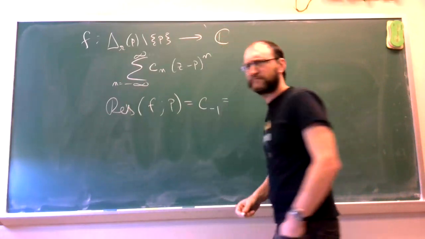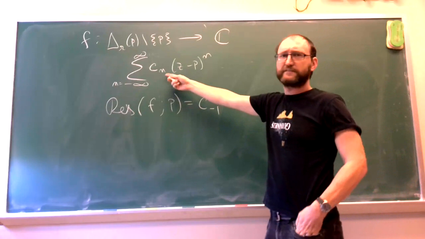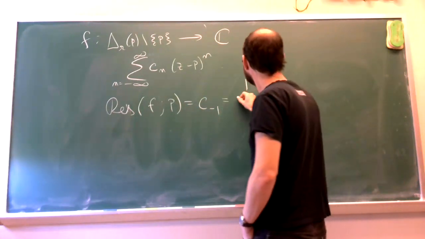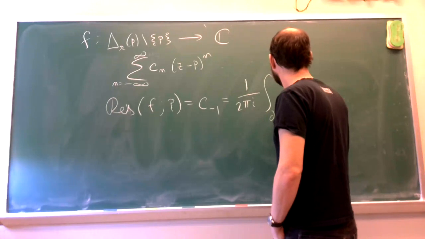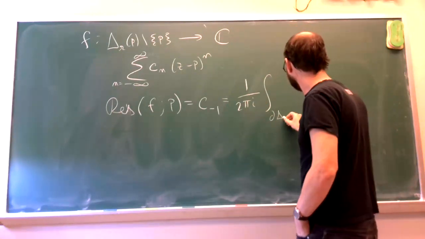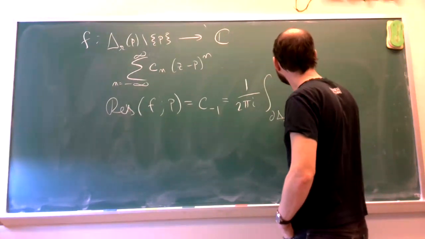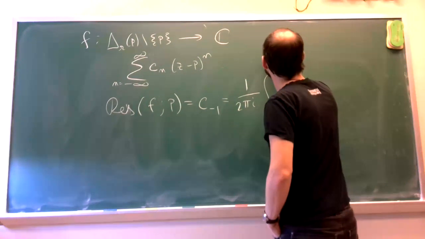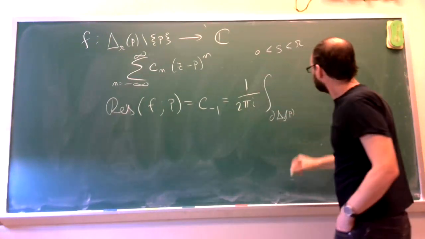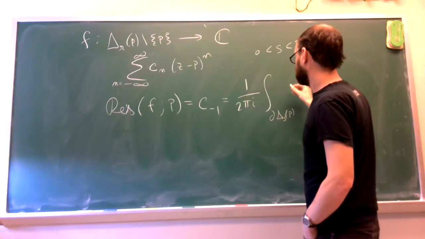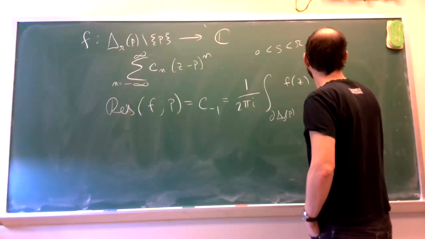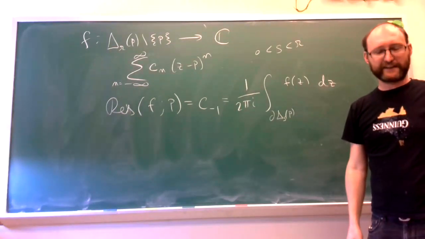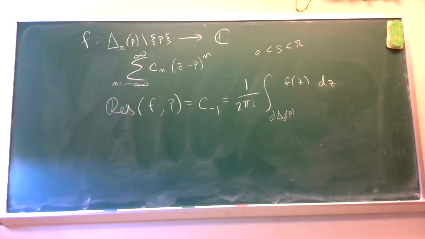Well, we have a formula for these coefficients. So in terms of an integral, I can compute it in terms of some integral around some circle, where of course there's an r over there, of f of this guy, right? Okay?